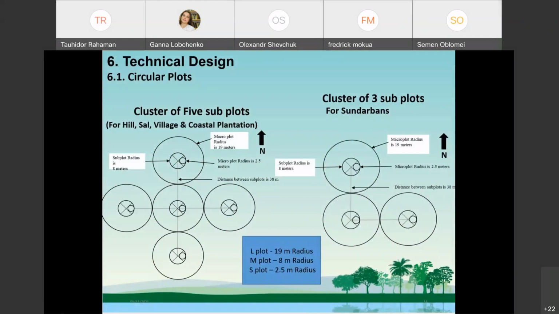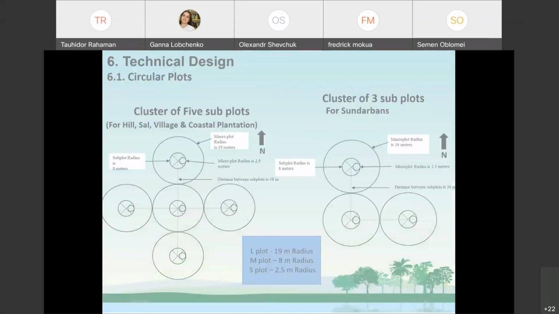So we have used a circular cluster plot for 5 subplots, as I said, for hill, char, and hills, and coastal plantation also, and 3 subplots for Sundarban. So there are 3 types of plot within the subplot. One is the 19-meter radius large plot, another is the 8-meter radius, which we call the medium plot, and another is the small plot, 2.5-meter radius. So let's see each subplot's details here.